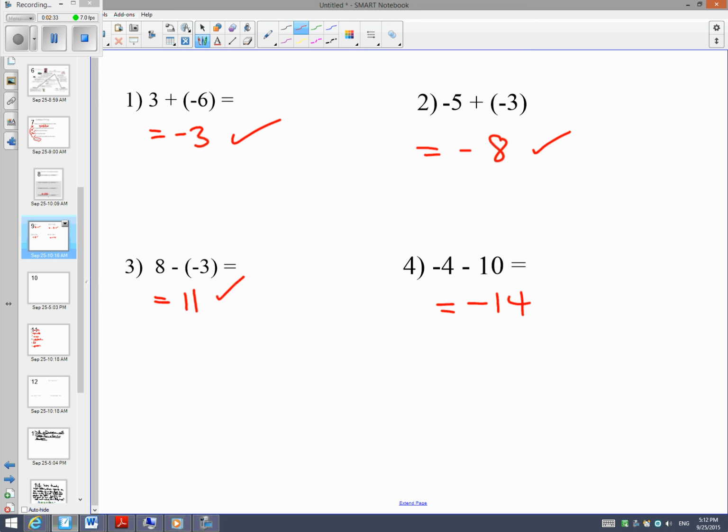This last question says negative 4 minus 10. We look at that as taking away hot cubes. If we take away hot, our mixture must be getting colder. We start at negative 4 and we get 10 colder. That's to the left, and we're at negative 14.